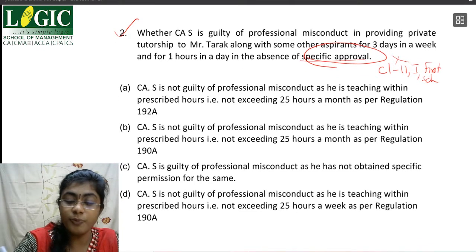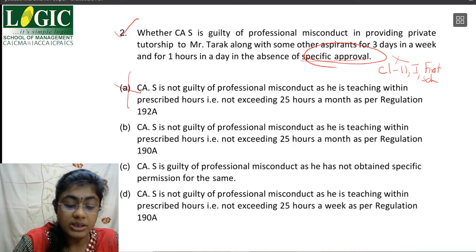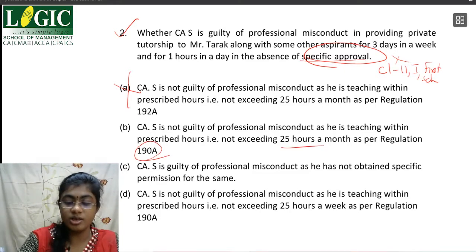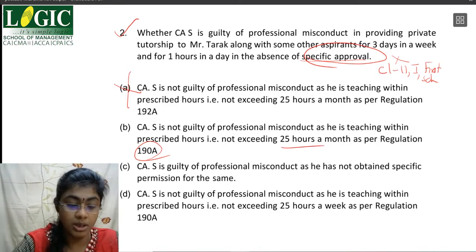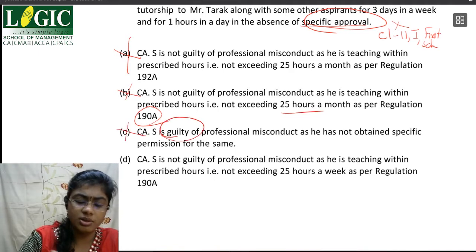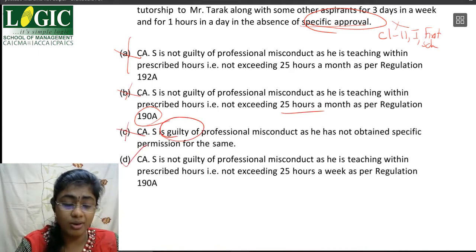Reading on the options. CAS is not guilty of professional misconduct as he is teaching within prescribed hours, 25 hours a month. It's 25 hours a week. So this is not the option. CAS is not guilty of professional misconduct. He is teaching within the prescribed hours. Again, this is not the particular clause and 25 hours again a month. No. CAS is guilty of professional misconduct. He is not guilty, no. So answer should be naturally D, but reading on.